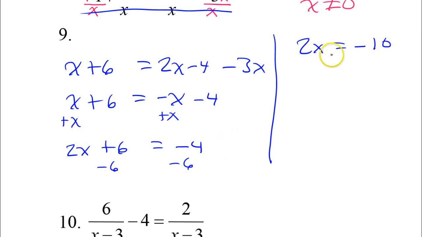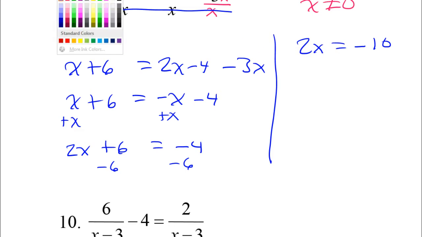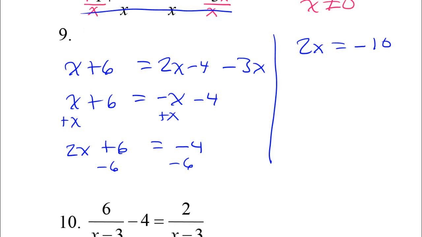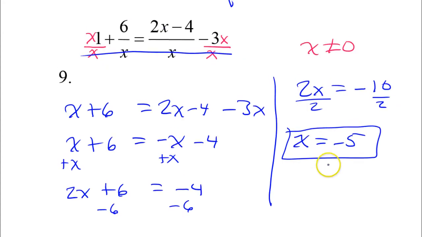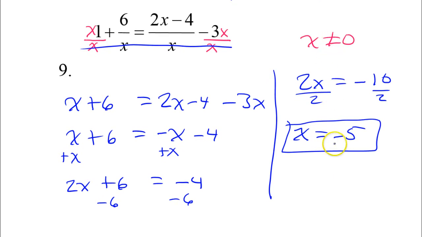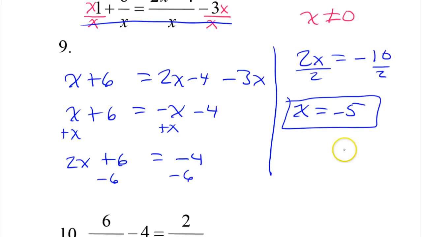And if I divide both sides by 2, I'm not going to change colors. So if I divide both sides by 2, that's going to give me x equals negative 5. Alright, and that is not excluded, so that's the answer.